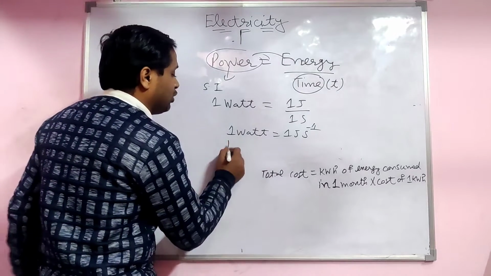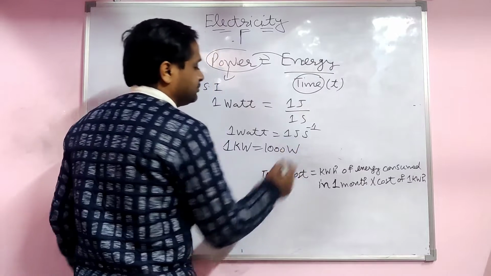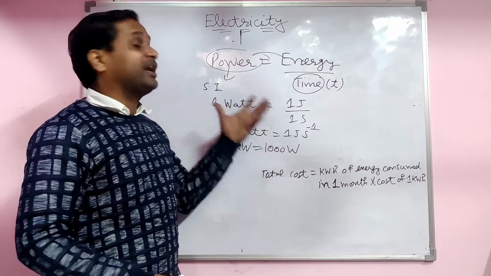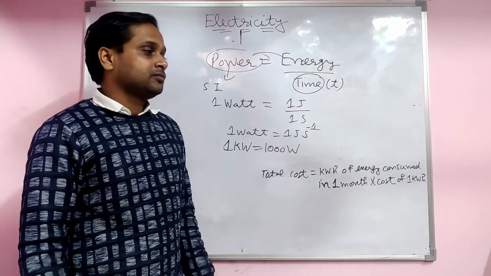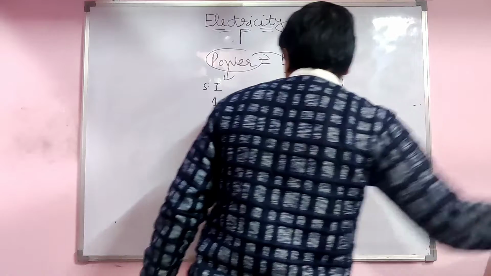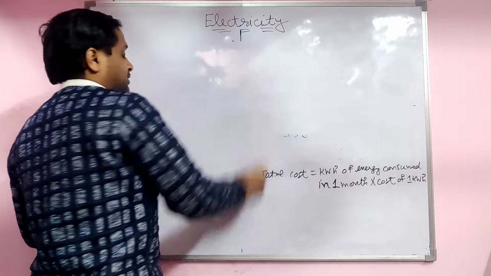If you take 1 kilowatt, obviously you know it is 1000 watt only. 1 kilowatt is equal to 1000 watt. Watt is the unit of power. So now we see what energy actually is.